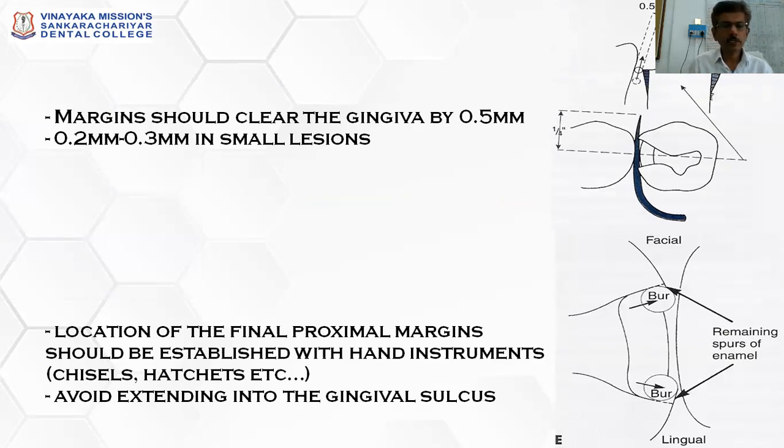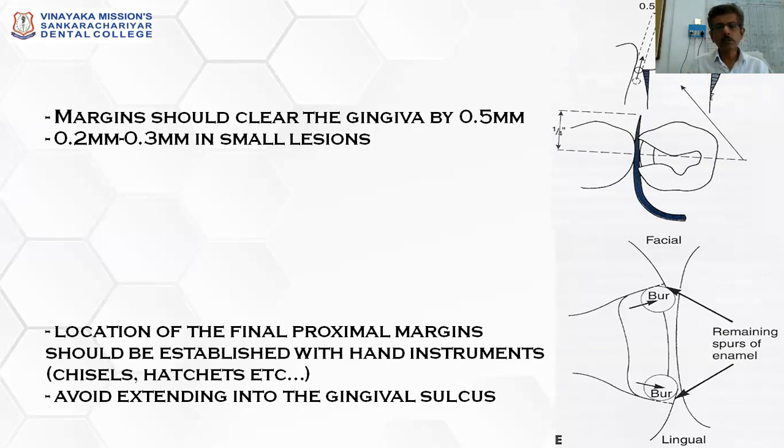And if it can go in small lesions from 0.2 to 0.3 millimeters. Now, breaking of the contact ideally is done with an enamel hatchet. It is there where you place a wedge, you do a little bit of tooth separation, and when the cavity approximately goes towards a margin, you snap it off using an enamel hatchet.